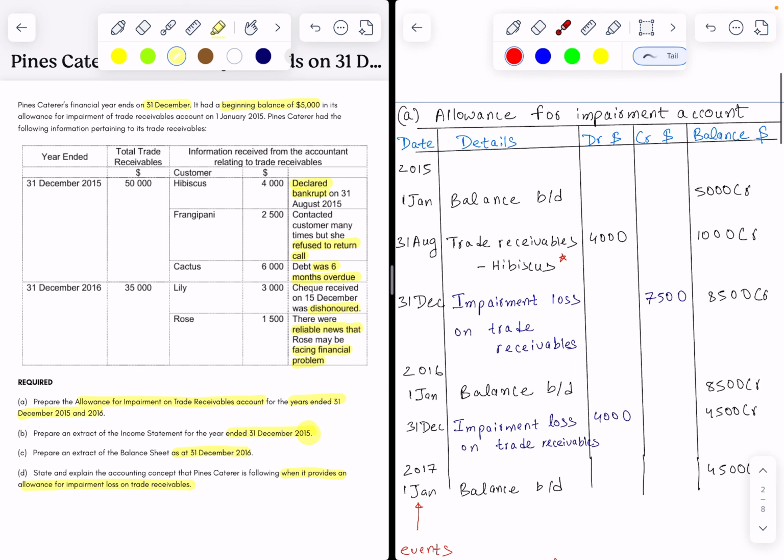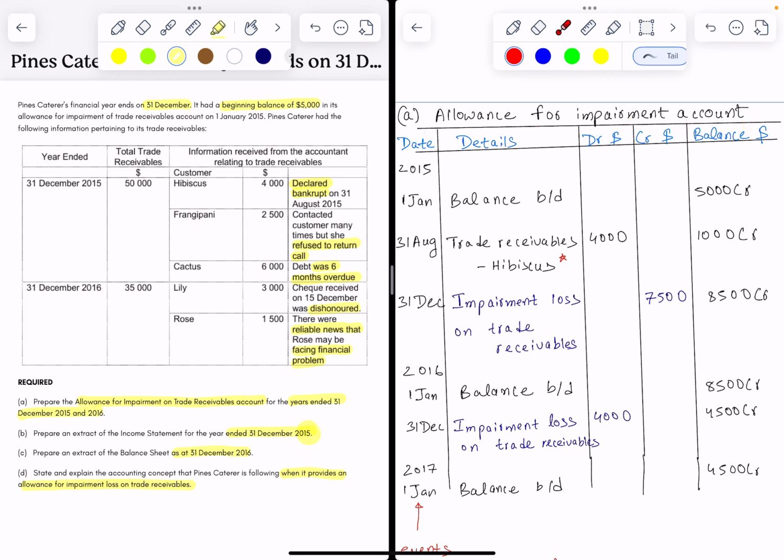So here I have the outline for the ledger account for the allowance for impairment of trade receivables, which is constructed using the usual 5-column ledger account format, with the date being in the first column, followed by the details in the second column. Then we've got the debit and credit columns, and lastly, we've got the net balance column.